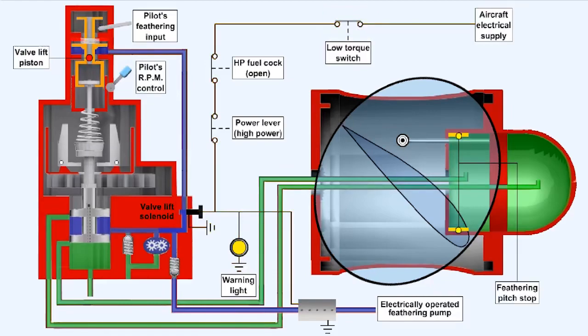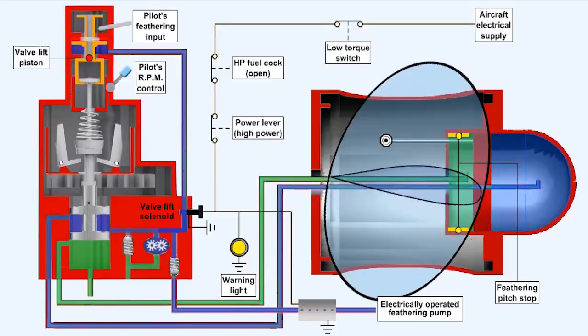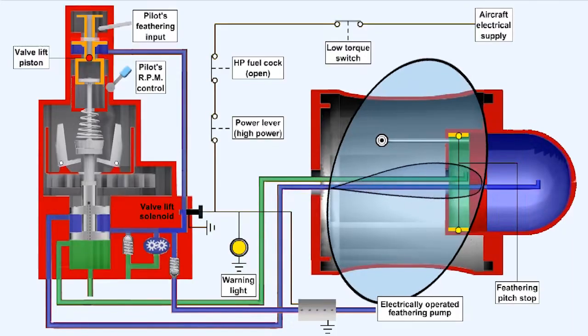The high-pressure oil supplied by the feathering pump is now fed to the coarse pitch side of the pitch change piston, pushing it onto the feathering stop. As the piston moves, it displaces the fine pitch oil to return.